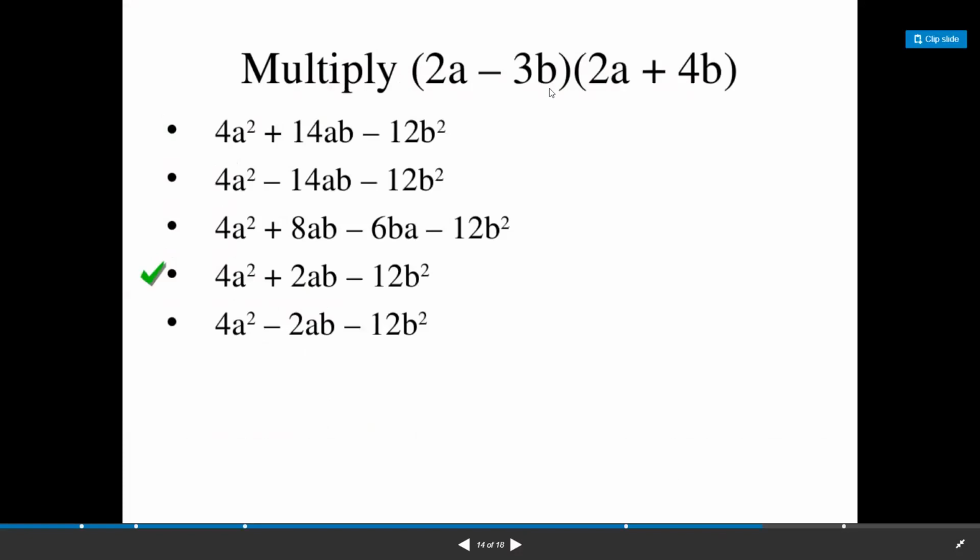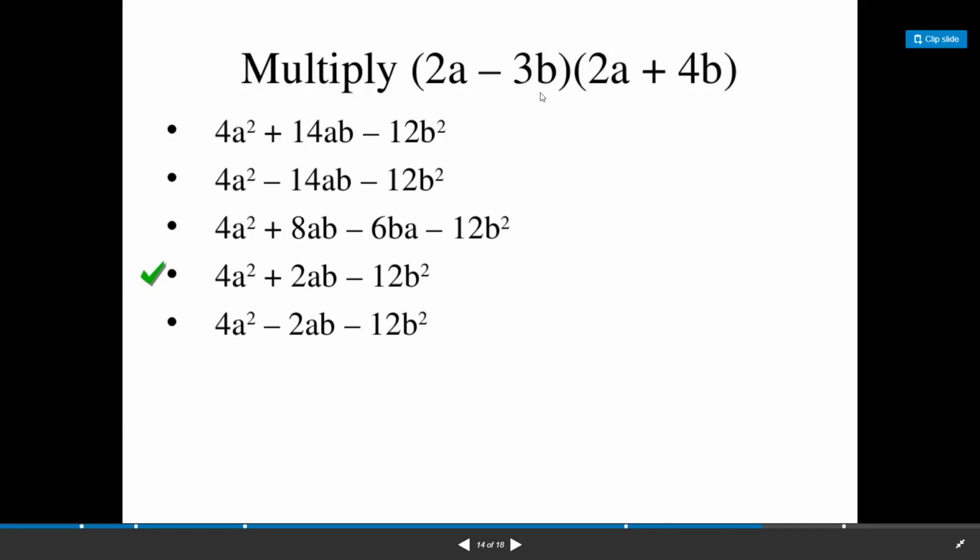So next is multiply 2a minus 3b and 2a plus 4b. You can see here it's about multiplication. The answer is signaled by the green color here, 2a minus 3b, 2a plus 4b. First, multiply the first terms, 2a into 2a, 4a squared. After that, outer multiplication. Outer means 2a on the left side and 4b on the right side. So 2a and 4b multiply and make 8ab.